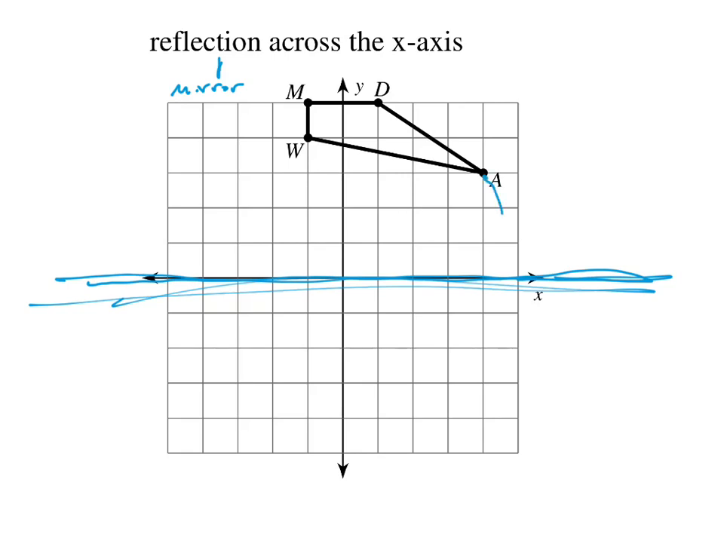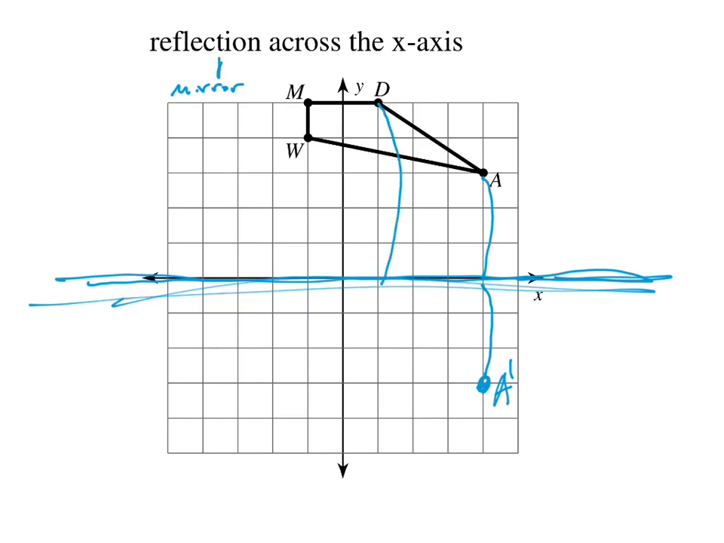And so what you need to do is just find out how far your points are from the line, and then you go that same distance on the other side. So A here is just 3 above this line, so I'm going to go down 3, and there's my A prime. Remember, we put primes because we do the transformation on it. And then I can just take it 1 point at a time.